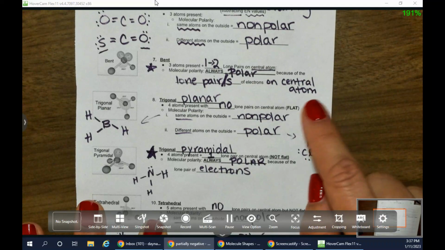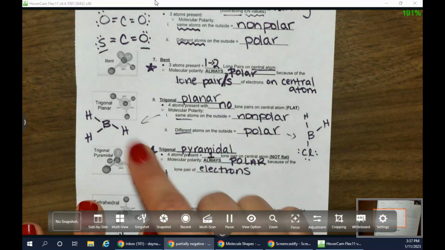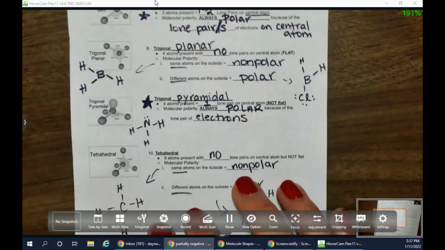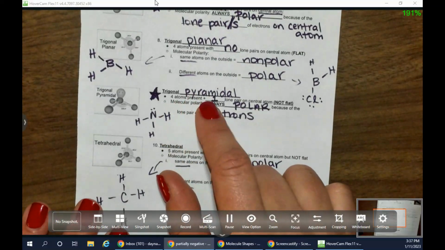BH2Cl is different. So nonpolar is when they're all the same. Polar is when one is different. The next one we talked about was trigonal pyramidal.